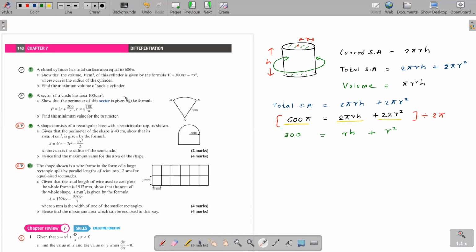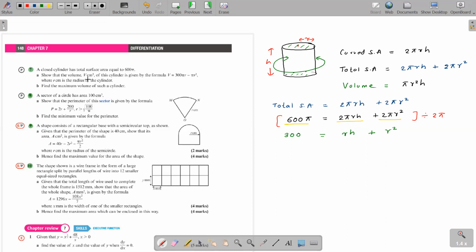And we are trying to show that for the volume, right? So leave a little bit of space here because probably I'll be trying to make either R or H the subject here, okay? To get this show that, I'll probably have to use this equation again, okay?